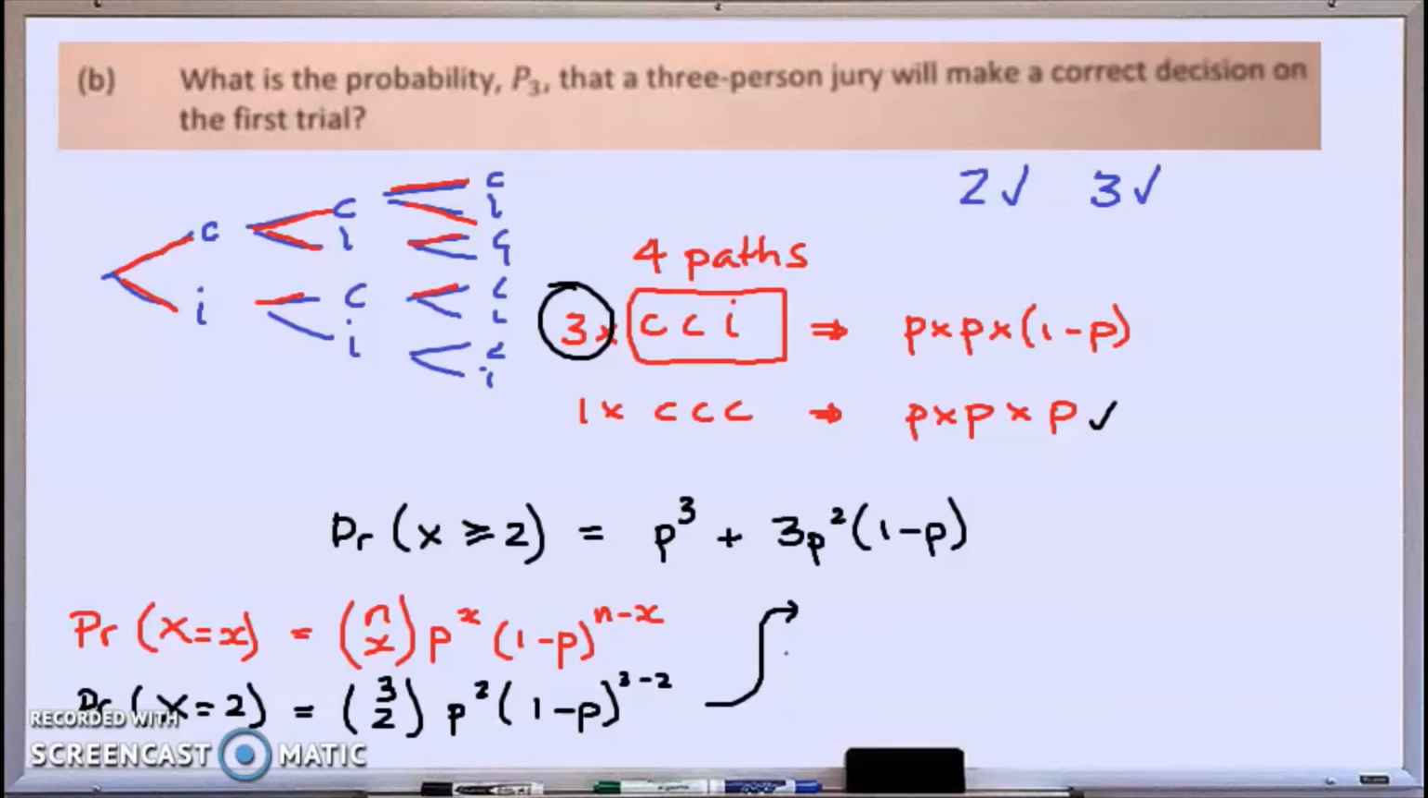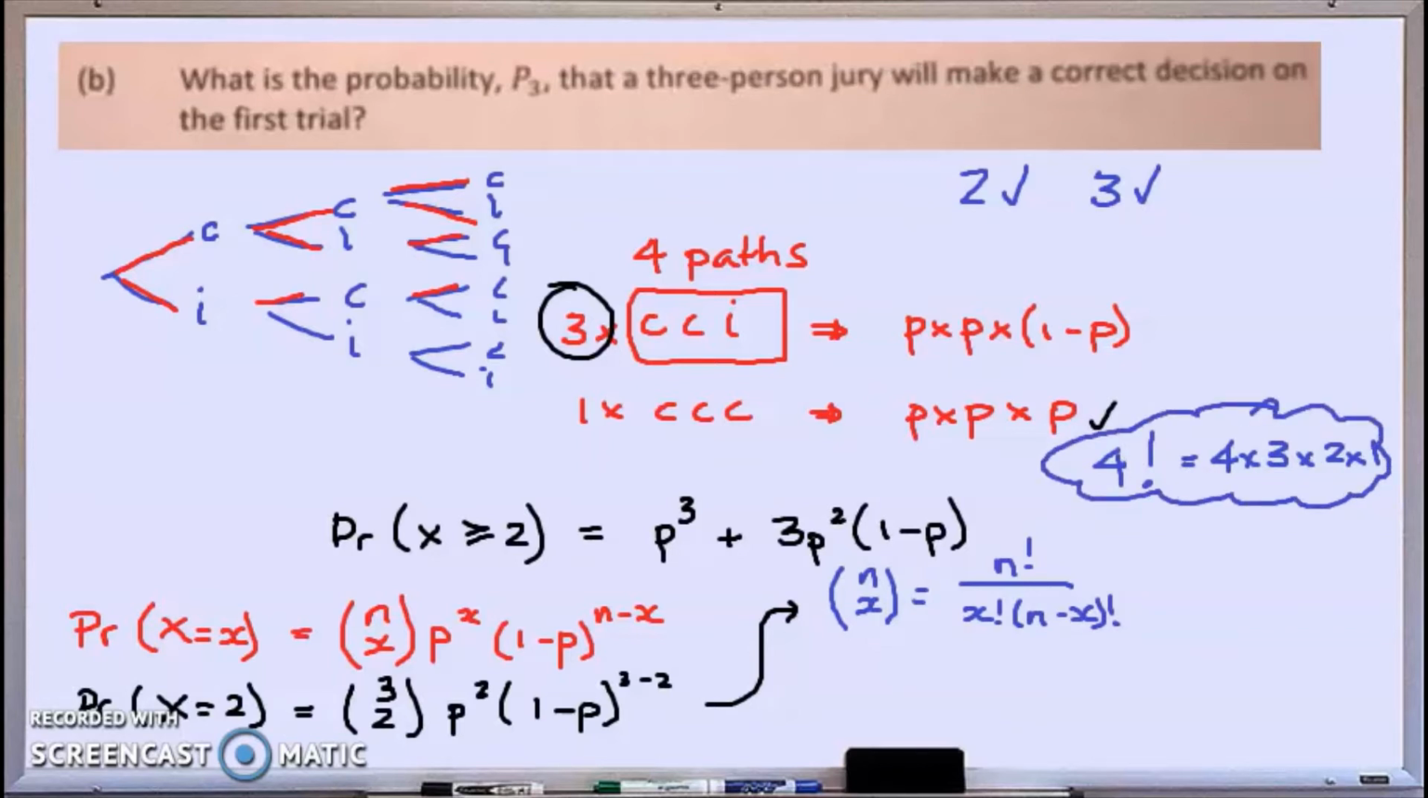Now I'm going to go over here and continue. This 3 choose 2 business, this business of n choose x, that equals n factorial over x factorial n minus x factorial. And a factorial means, let's say for example 4 factorial. Factorial means 4 times 3 times 2 times 1. So it's the product of this number and all the integers below it to 1.